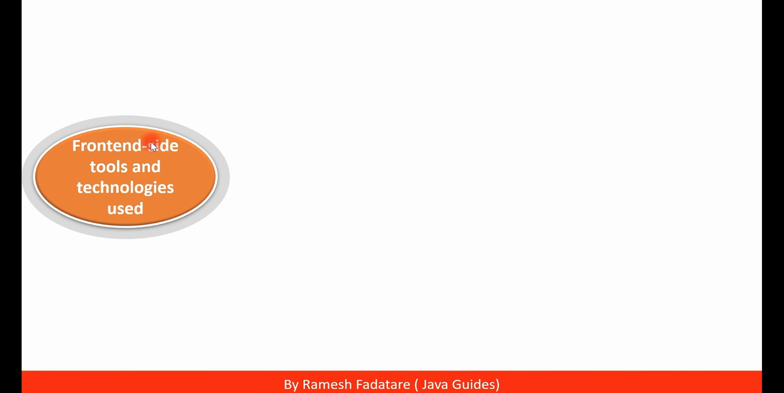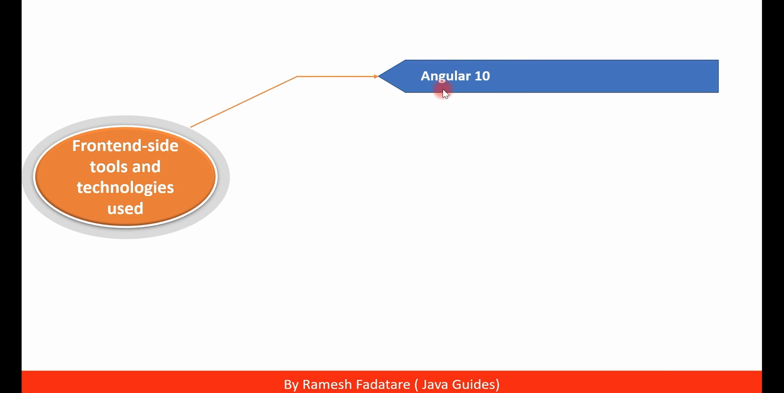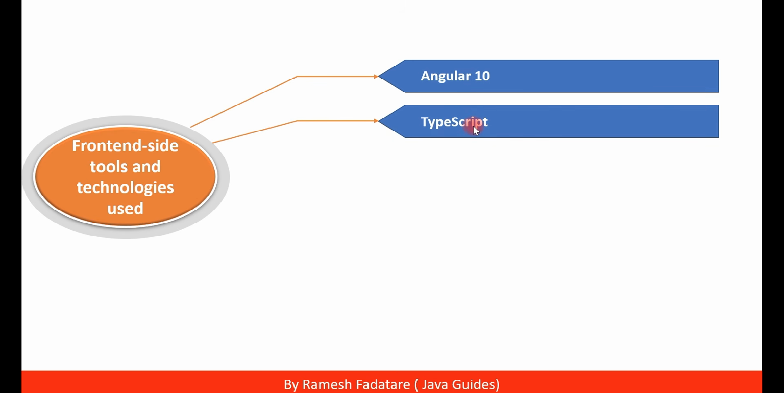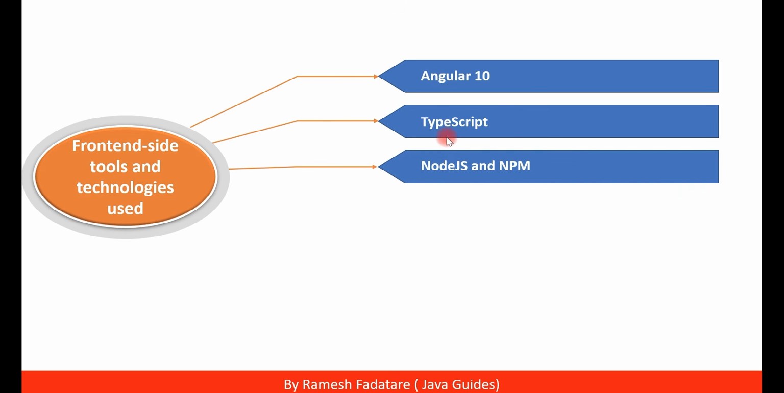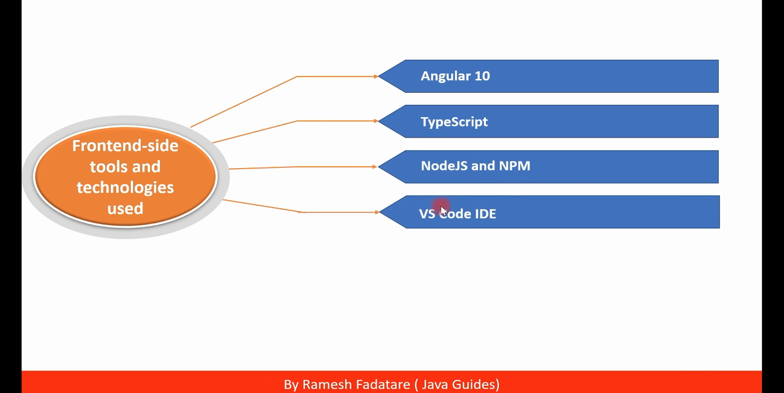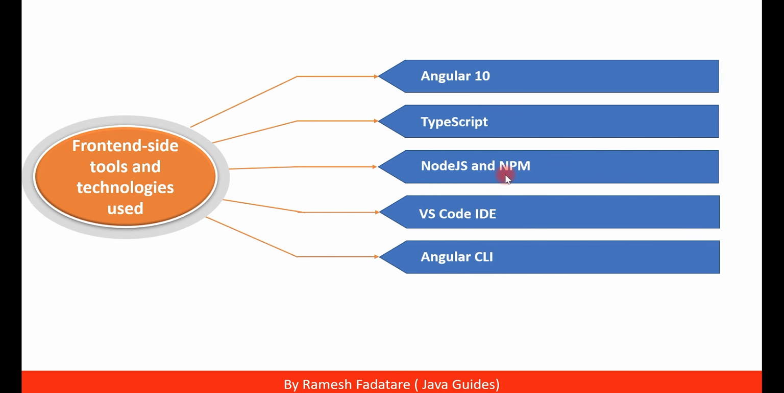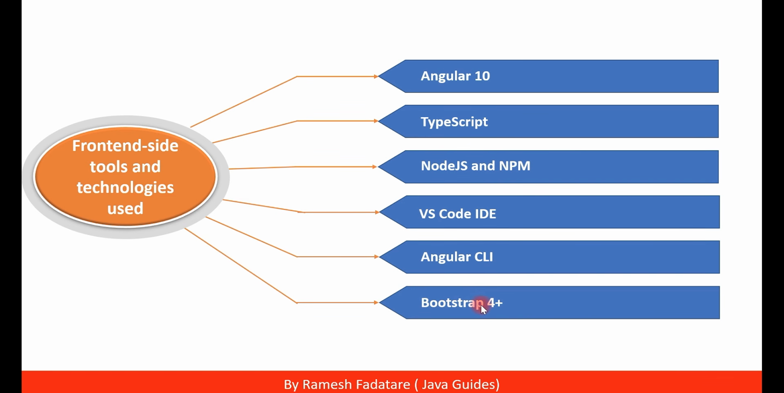Now let's quickly take a look at what are the tools and technologies that we'll be using at a front end side. We're going to use Angular 10, which is the latest release of Angular while recording this video, and we are going to use TypeScript to write code in an Angular application, and we are going to use Node.js and npm, and we use Visual Studio Code IDE to develop Angular application, and we are going to use Angular CLI to generate Angular application, its components, services, classes, and lot more things. And we are going to use Bootstrap 4 CSS library to make our Angular application stylish and responsive.